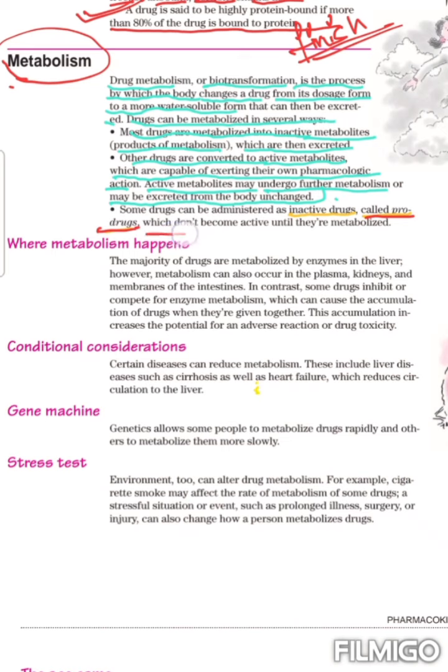Okay, which don't become active until they are metabolized. So this is a very important point. Some drugs can be administered as inactive drugs, which are called prodrugs, which don't become active until they are metabolized. So what is happening? Some drugs called prodrugs are administered as an inactive drug, but after going through the process of metabolism, or biotransformation, that inactive drug becomes active, and then it shows its pharmacological response.